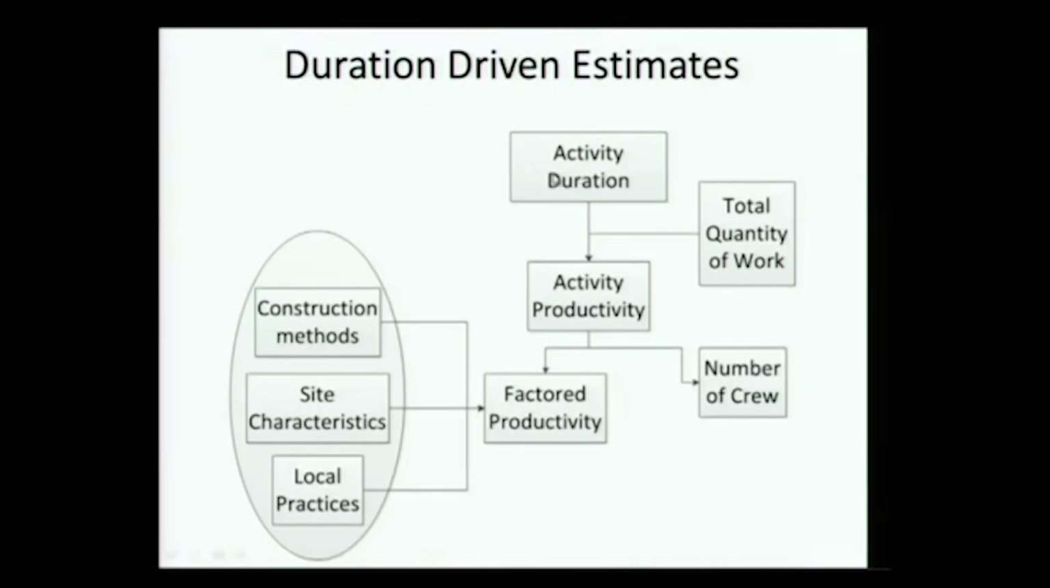We can go two ways. One is, if a duration is given to me, I should be able to find the number of crew needed to achieve that duration. If duration is not a given and I have flexibility on it, I can take my current number of crew and find how long they will take to do the activity.